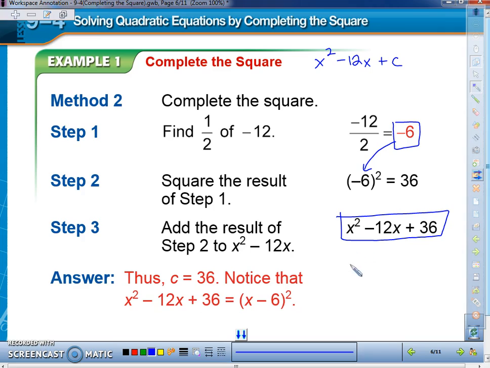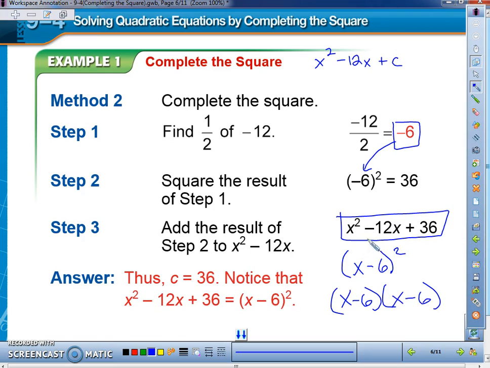So our final formula is x squared minus 12x plus 36. And what we can do to check that is go to x minus 6 squared. You can see it right here. We want to make sure that this equals this after you FOIL it out. So it would be x minus 6 times x minus 6. All right? And it's going to work out. It's going to be x squared minus 12x plus 36.